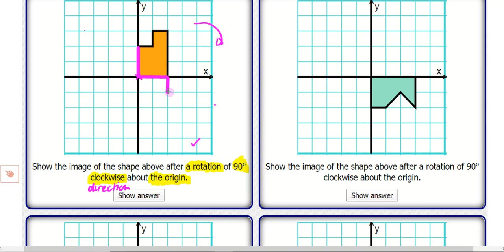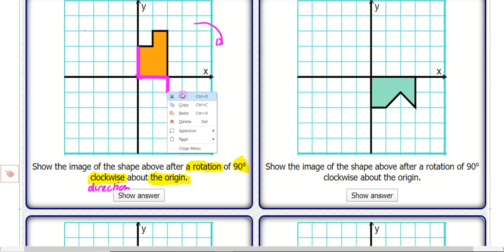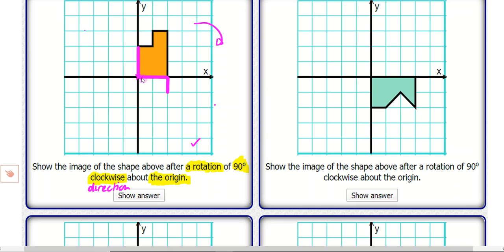Doesn't like it when I do that. Come on. Right, so draw yours in yourself on your sheet. That's what I gave you. Okay, so there's my new shape.